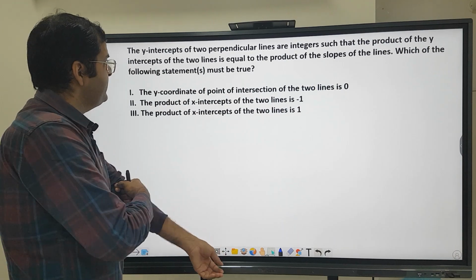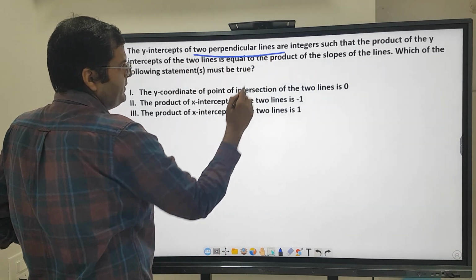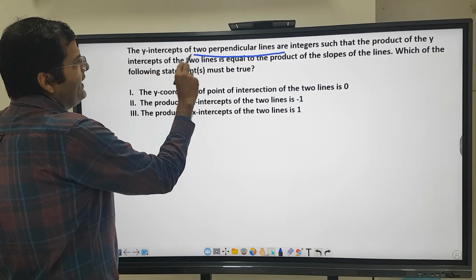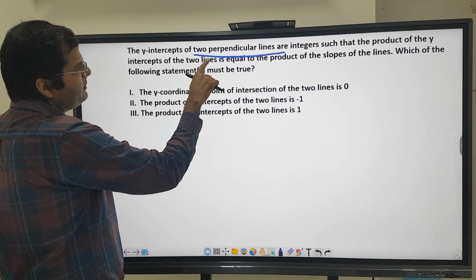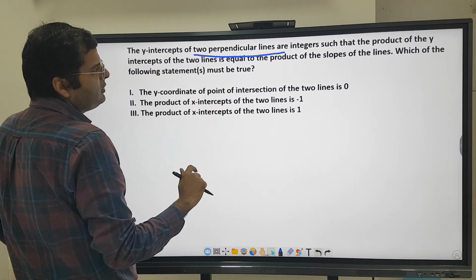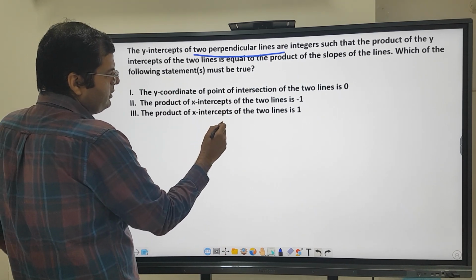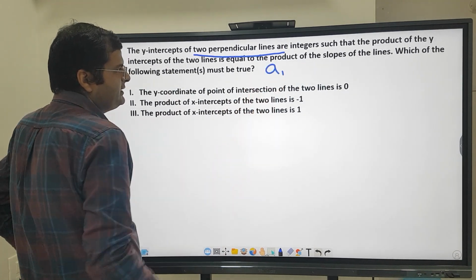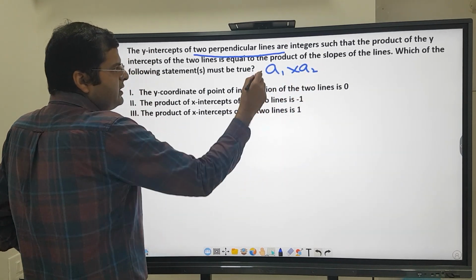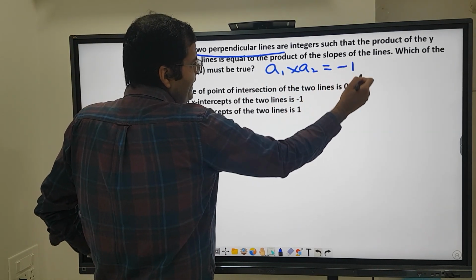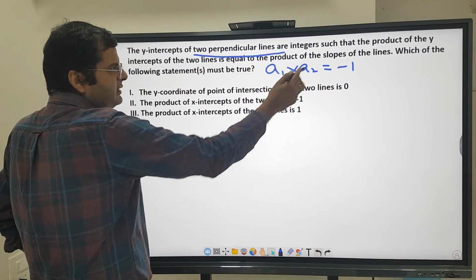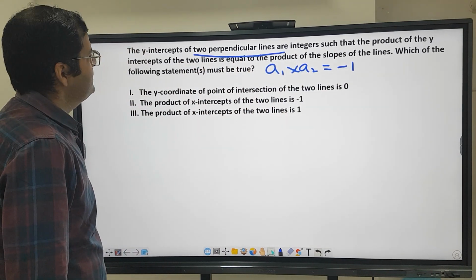But the question is saying that two lines are perpendicular first of all. Two lines are perpendicular, so the product of their slopes is -1. It says the y-intercepts of these two perpendicular lines are also integers such that the product of the y-intercepts of the two lines is equal to the product of the slopes of the lines. So let's say A1 is the y-intercept of the first line and A2 is the y-intercept of the second line. So we have been given that A1 into A2 is equal to -1. Why -1? Because it is equal to the product of the slopes of these perpendicular lines. So A1 into A2 is -1.